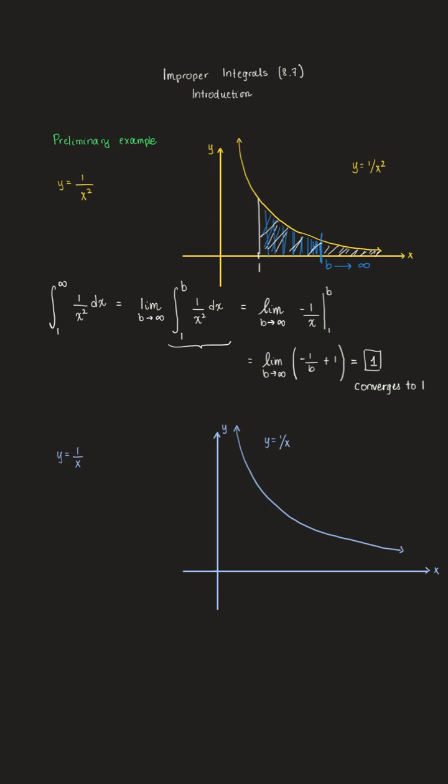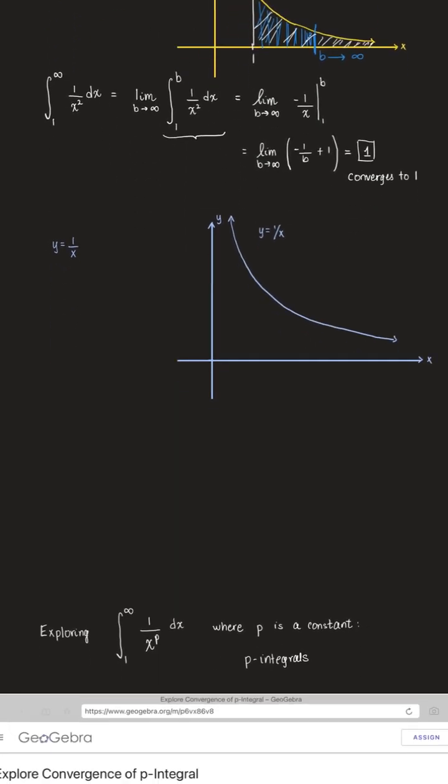Okay, let's apply the same reasoning to the function 1 over x and see where that leads us. So again, we're interested in the integral from 1 to infinity, because 1 over x has an infinite domain, of 1 over x dx. So we want to know: can we give a numerical value to the area between 1 over x and the x-axis from 1 to infinity? And we're going to approach it the same way.